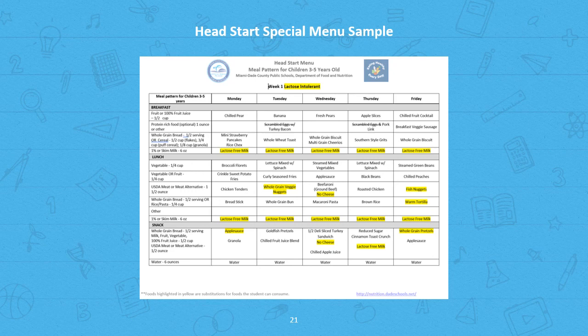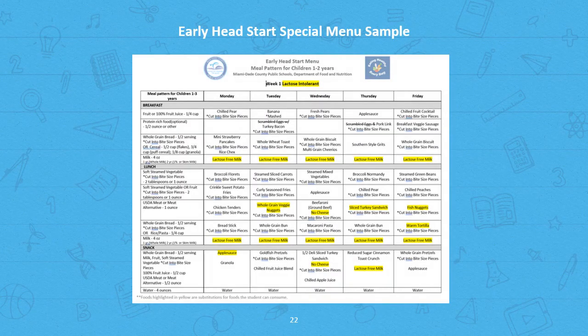Head Start Special Menu Sample. In this case is a lactose intolerant menu. The foods highlighted in yellow are substitutions for foods the student can consume. The special menu is based on a 4-week menu cycle. This is an Early Head Start special menu sample.